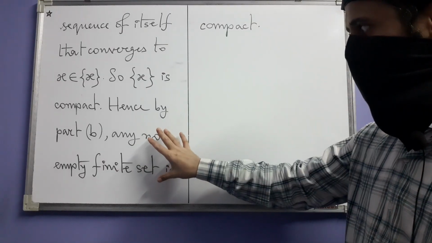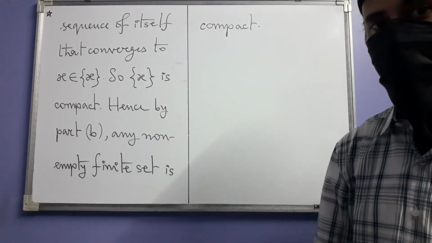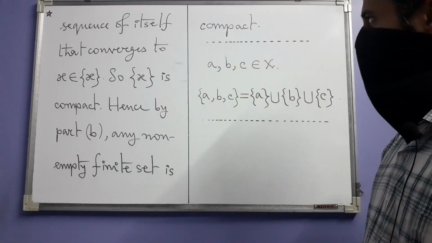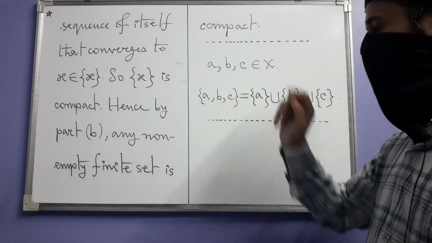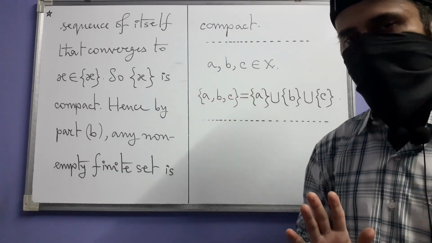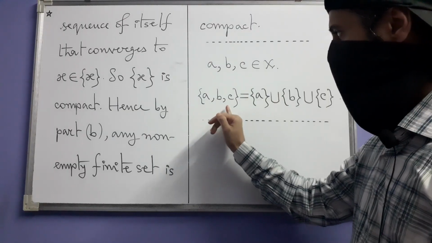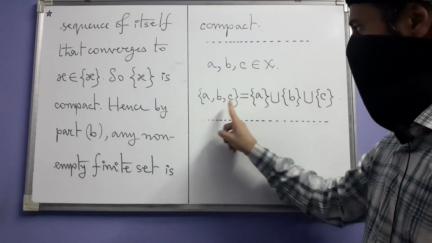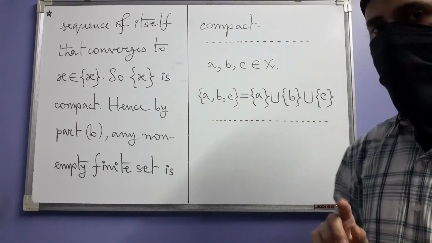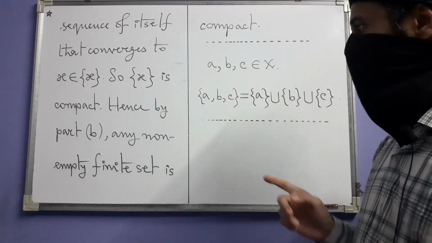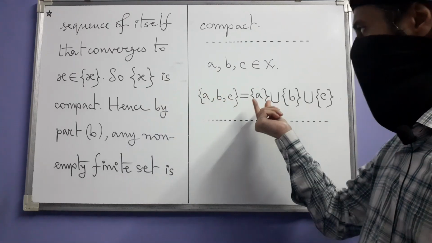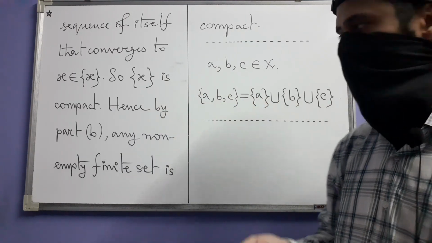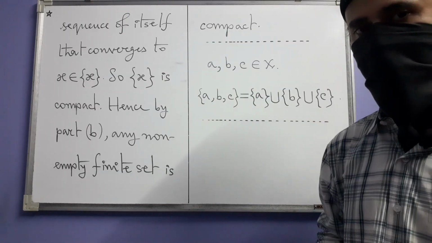But how does this last line come from this one and part B? That's actually quite easy. Say you take these 3 points in X, which are, say, distinct, and consider this 3-point set. It's the finite non-empty set. This set is equal to the union of its 1-point subsets. What did you prove just now? That each such subset is compact. So by part B, this union is also compact. That's how.